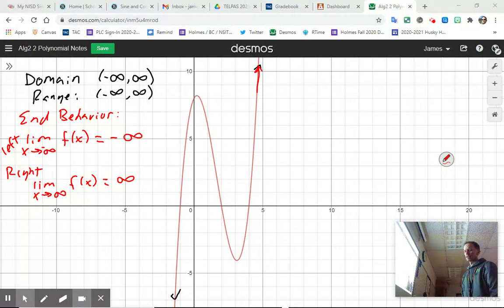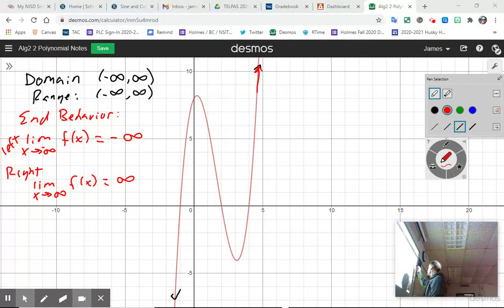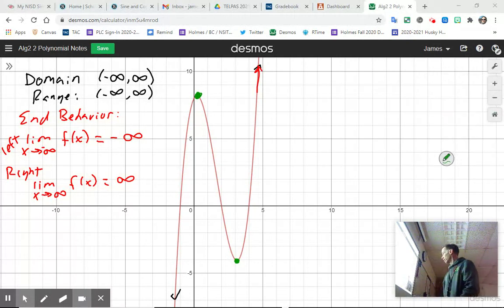Okay. Next thing, let's talk about the minimum and maximum points. So you can see on this graph pretty clearly, there's a maximum point right here, kind of like at the top of the hill, if you want to imagine it that way. And then there's a minimum point here, kind of at the bottom of the hill, right? Now, we can use Desmos to get the exact values. I don't really care about the exact values. I'm more interested in the concept.